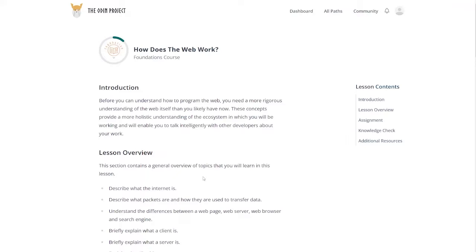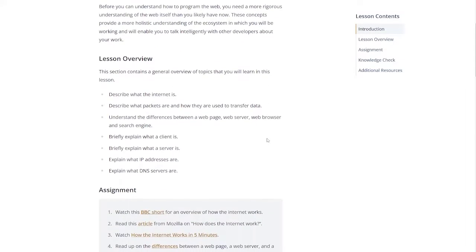Before you can understand how to program the web, you need a more rigorous understanding of the web itself than you likely have now. These concepts provide a more holistic understanding of the ecosystem in which you will be working and will enable you to talk intelligently with other developers about your work. This section contains a general overview of topics that you will learn in this session.